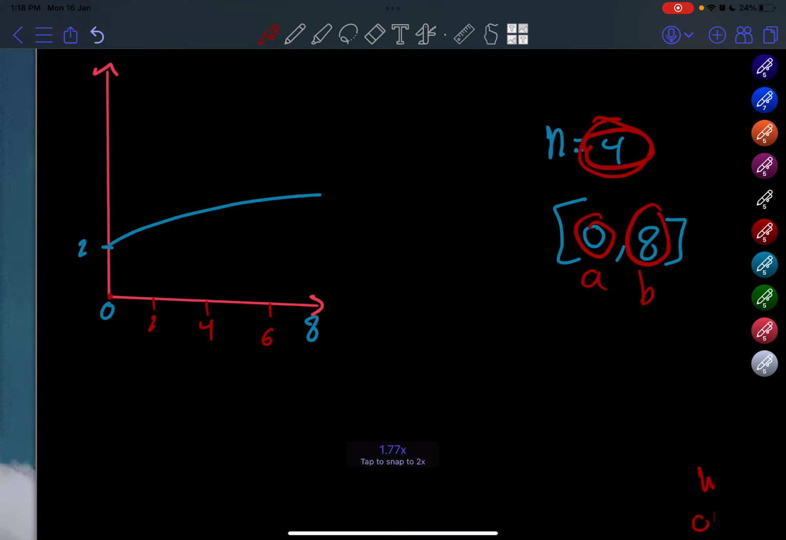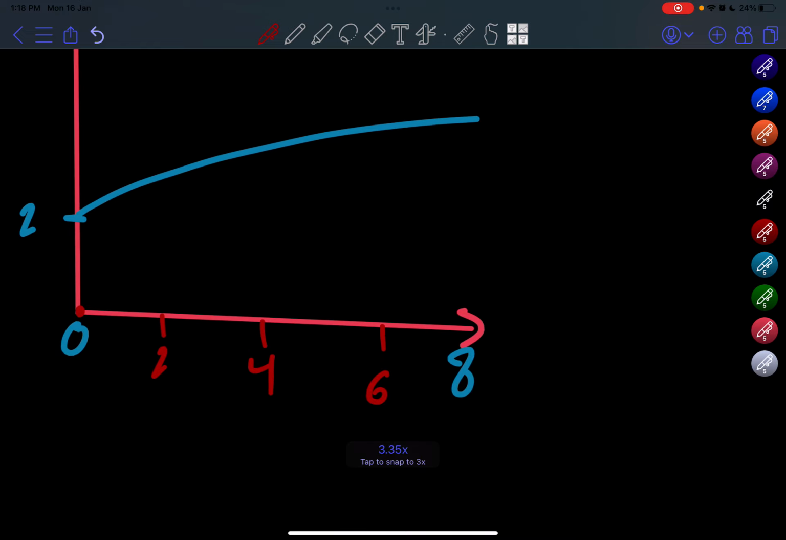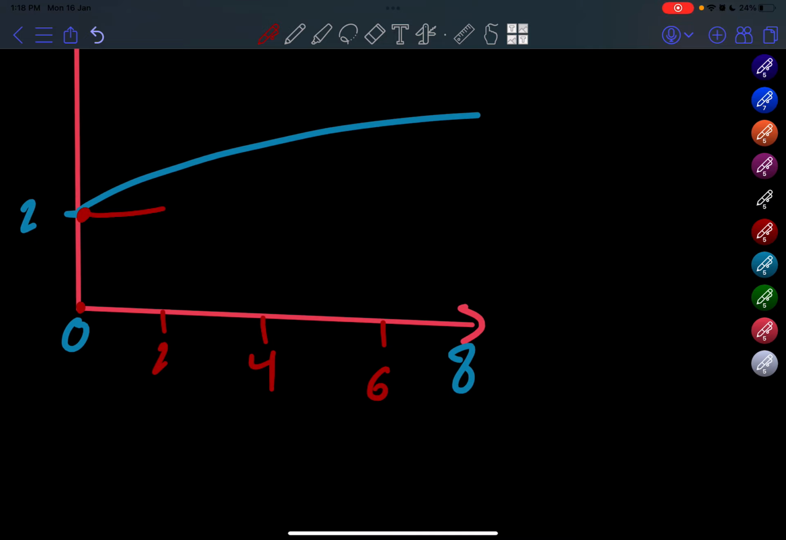So let's first draw it. Let's choose left sum, for example. So left sum, it will start from here. We can see that the curve touches the left side first of the rectangle. So we go to 2 here, and then it goes down. And then again, we draw another rectangle that goes to 4. And then we draw another rectangle that goes to 6. And finally, another rectangle that goes to 8.